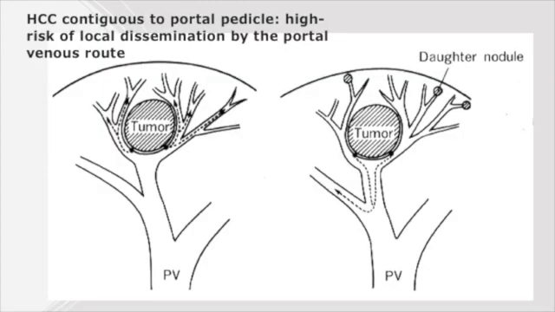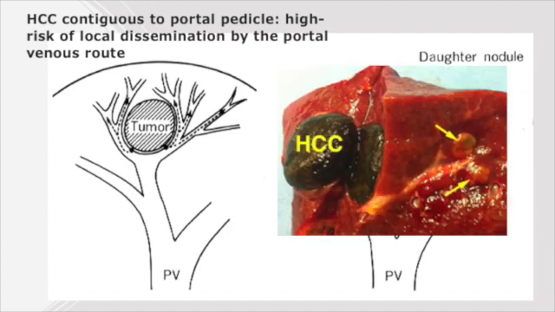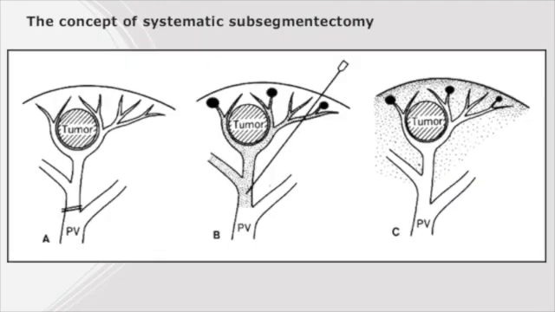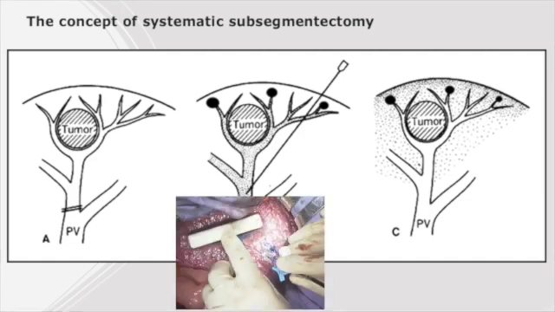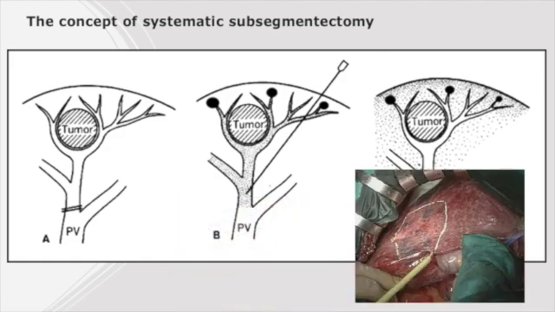Why is it important to identify tumor vascularization? Local recurrence is a problem of the ablation techniques, in some instances due to local dissemination by the portal venous route. Systematic subsegmentectomy has been proposed to prevent these problems. A dye injection into the portal branch feeding the tumor defined the stained area on the liver surface, which should be resected.